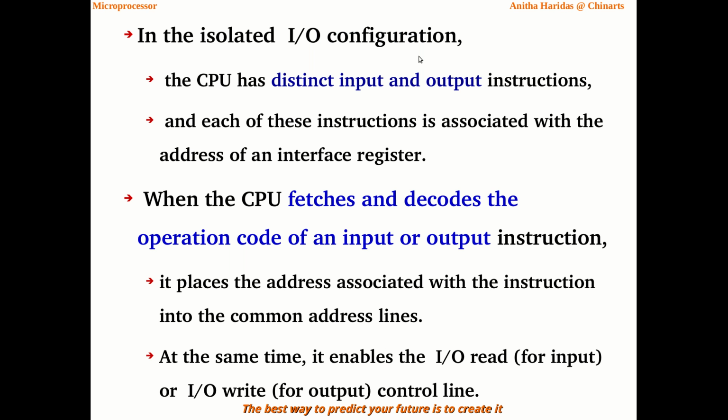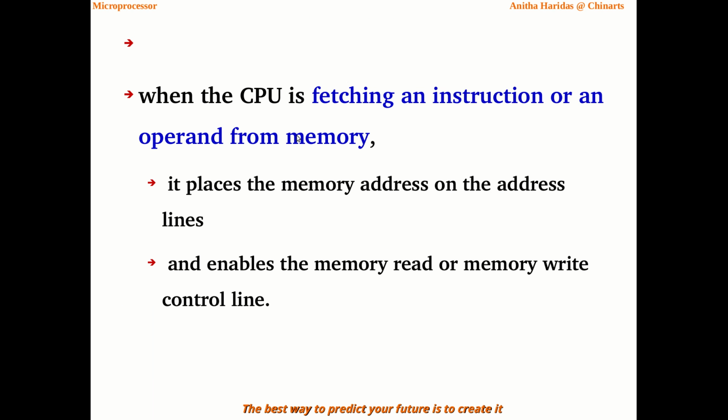Now in the isolated input output configuration, the CPU has distinct input and output instructions, and each of these instructions is associated with the address of an interface register. Now when the CPU fetches and decodes the operation code of an input or output instruction, it places the address associated with the instruction into the common address line. At the same time, it will be enabling the input-output read for the input and input-output write for the output control lines. So these are the things that we have to understand in the isolated input-output configuration.